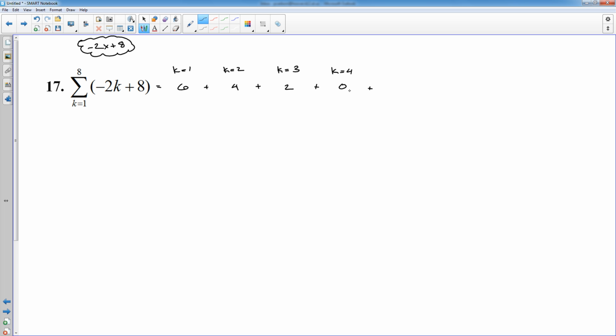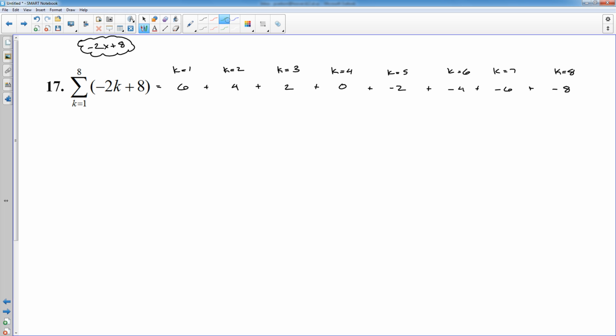So I have my first 4 terms. I still need to go all the way to k is equal to 8. So I need one for k is equal to 5, k is equal to 6, k is equal to 7, and k is equal to 8. So I need 4 more terms. And I'm subtracting 2 each time. So I'm going to go 0. Then my next one's going to be negative 2. Plus, if I plug in 6, negative 2 times 6 is negative 12. Plus 8 is negative 4. My next one's going to be negative 6, and my next one's going to be negative 8.